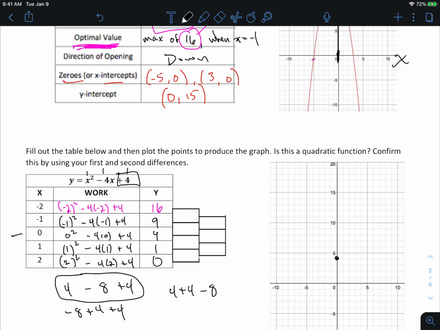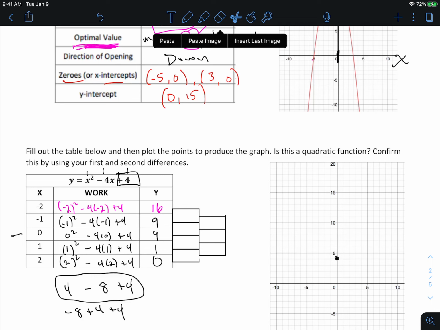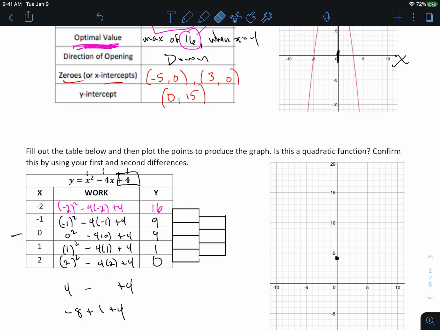Okay. Now, what we need to do now is let's just check and see if this is quadratic or if it's linear. Because let's pretend I didn't show you this from the beginning and tell you that this was a squared and that means a quadratic. Let's just pretend I didn't tell you that. Let's go through the motions.